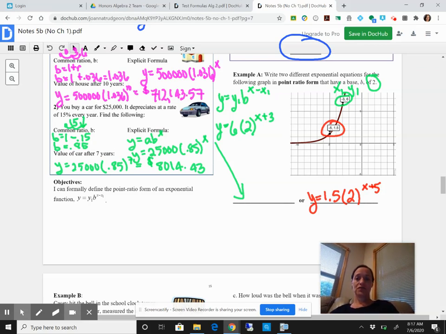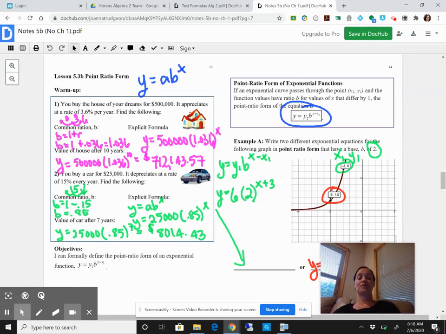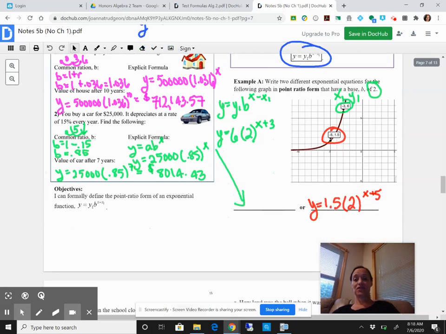Just remember point ratio form, just like point slope form. When we did point slope form back in chapter 3a, I was like, what do you need to write an equation in point slope form? Well, you need the point and you need the slope. Point ratio form, same thing. You need a point, which we were given, and you need the ratio. And the ratio is the common ratio b. So you can write something in point ratio form if you have a point and the ratio.